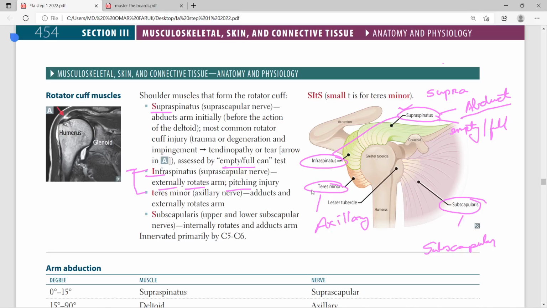Infraspinatus involvement can be figured out by resisted flexion, and can also be diagnosed by resisted extension. Infraspinatus and teres minor have almost similar functions, so their involvement can be diagnosed by resisted external rotation. And subscapularis can be diagnosed too. The function of the subscapularis is internal rotation and adduction.